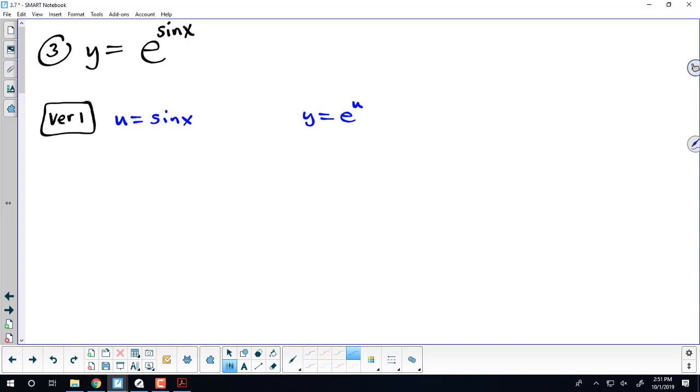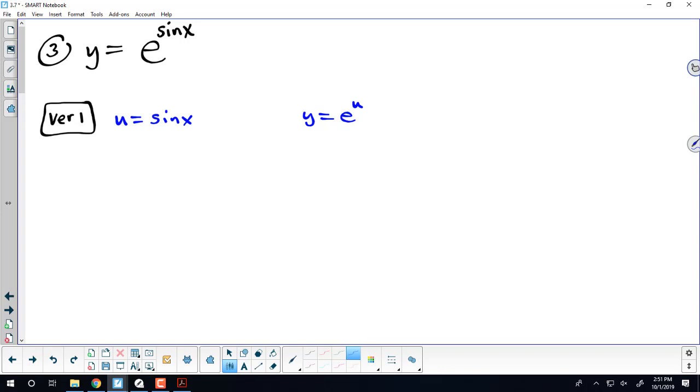Let's bring it back. It depends on what version you're using, but if you're using version 1, your u is sine x. And again, the original substitution u is based upon the inside function. Which one of those would you compute first? If I plugged in a value of 0, I would have to say it's sine of 0 before I raised e to that power.